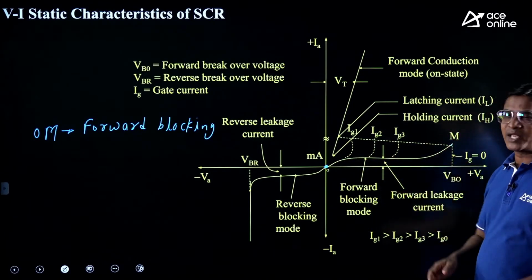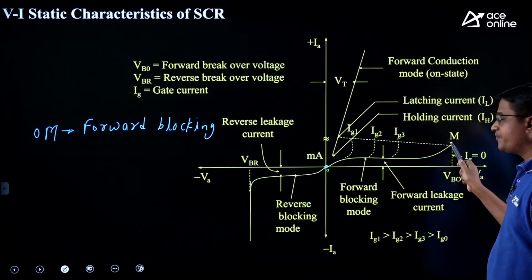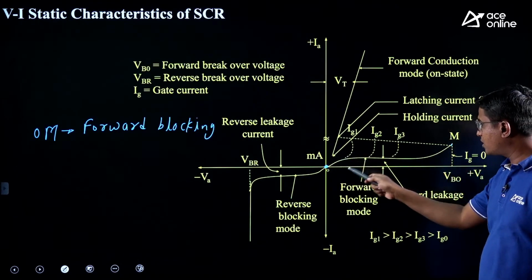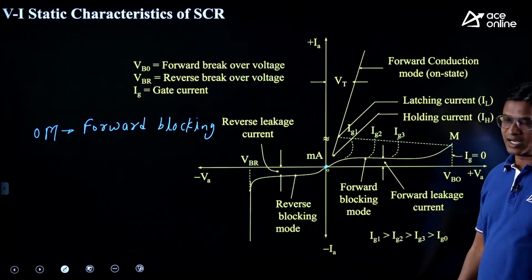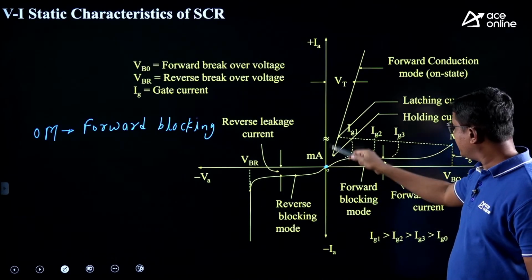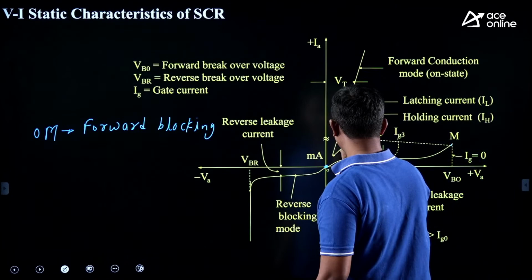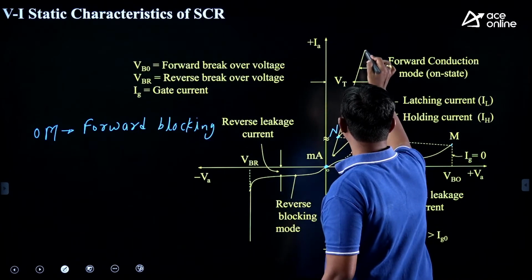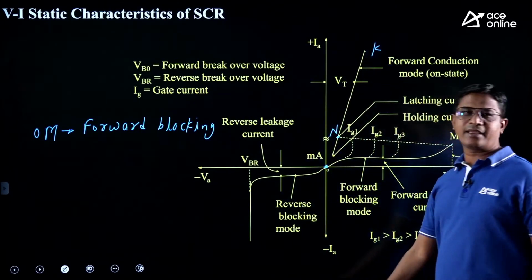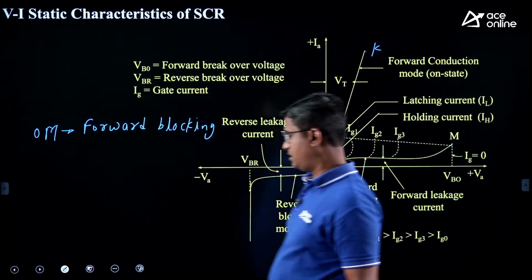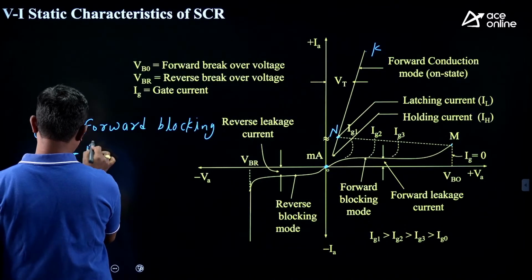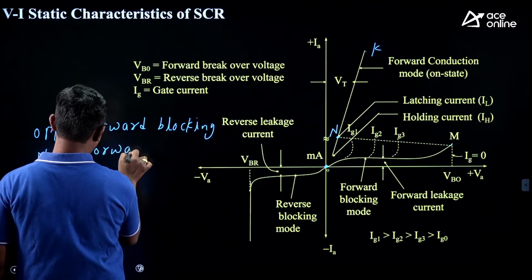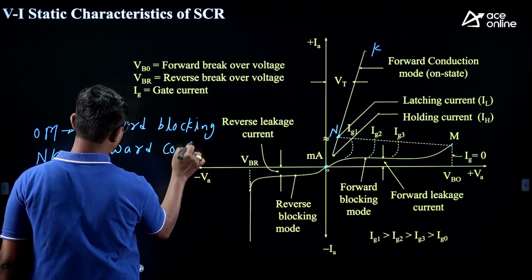Any operating point you can check on this OM curve. Current value is very low, but voltage value is high, right? Second, this NK. Let me indicate this as N here, and this is K. NK indicates forward conduction mode. NK is a forward conduction mode.